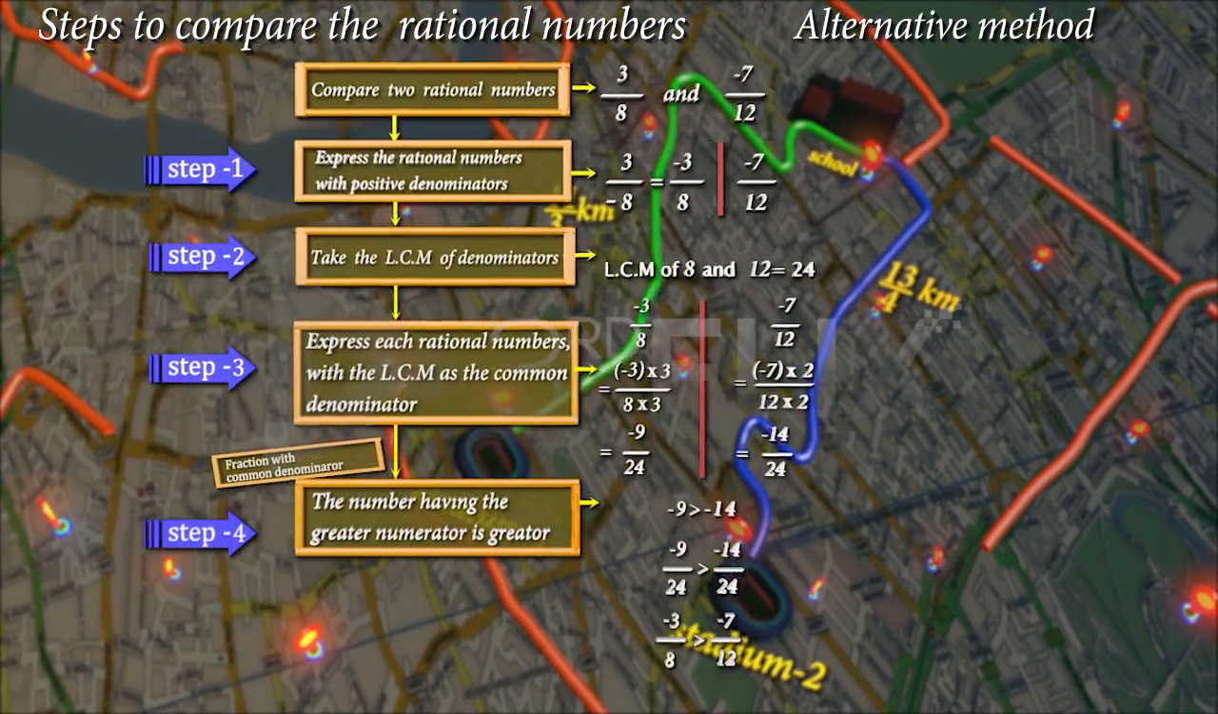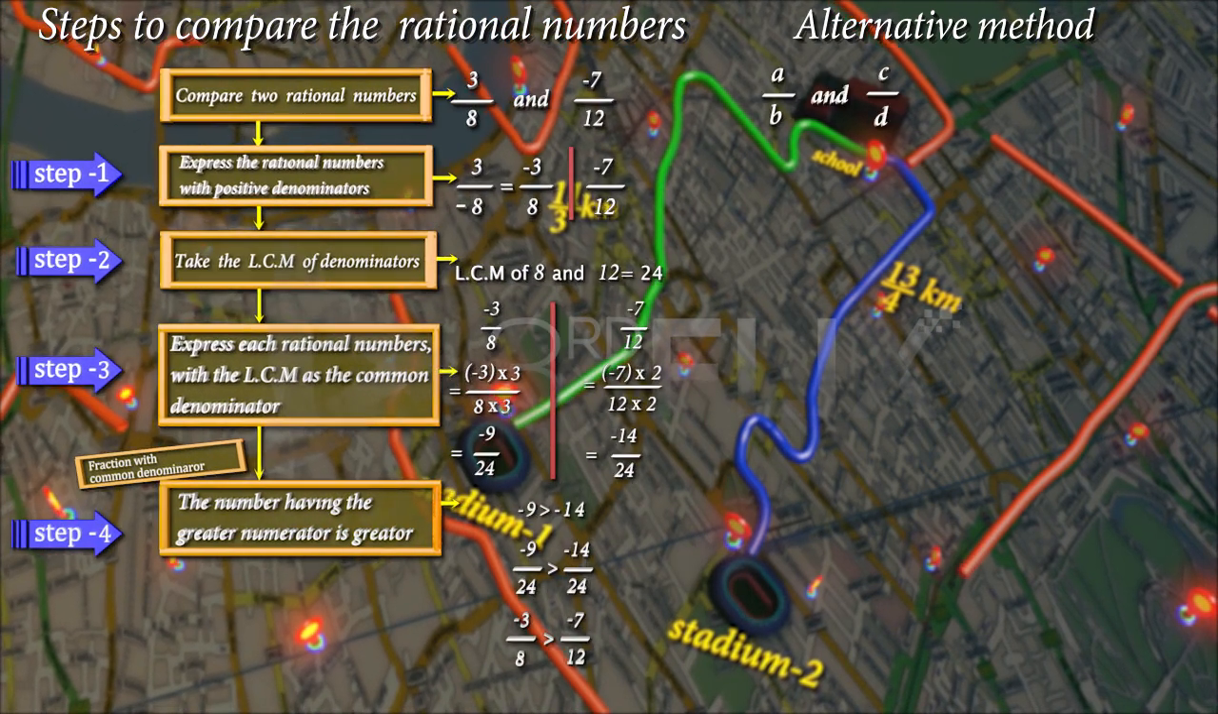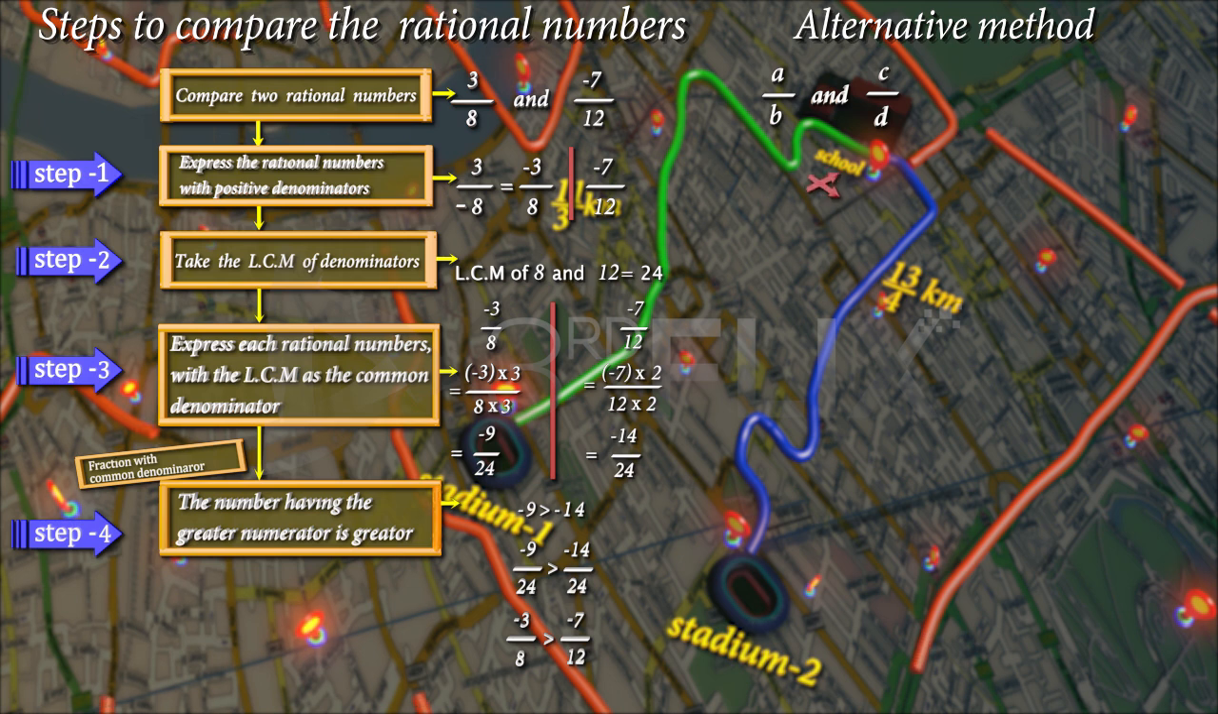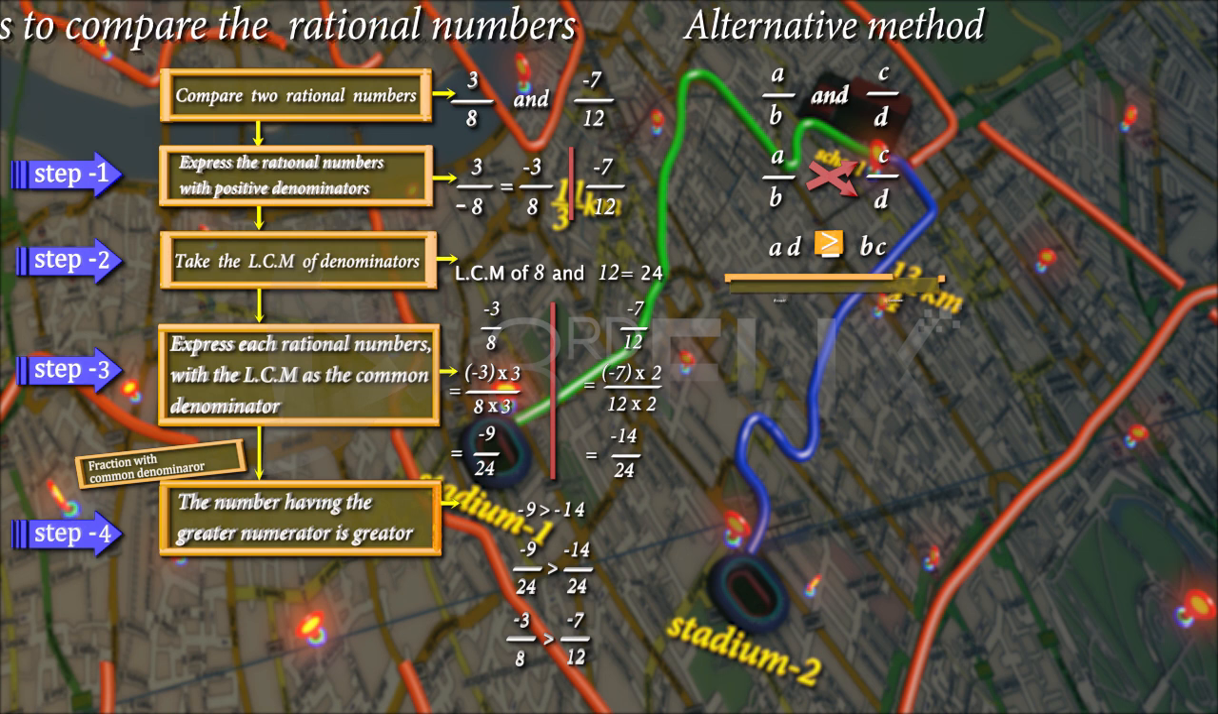Let us consider 2 rational numbers a/b and c/d. Here, b and d are positive integers. Cross-multiply the given 2 fractions. Find the cross products ad and bc.